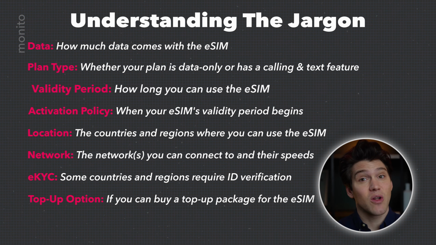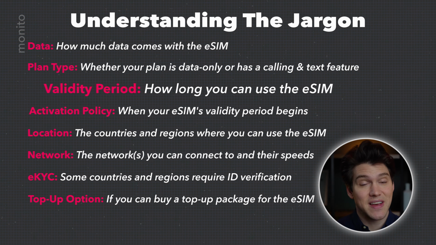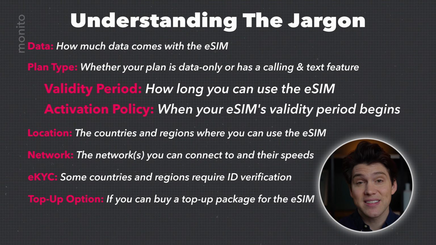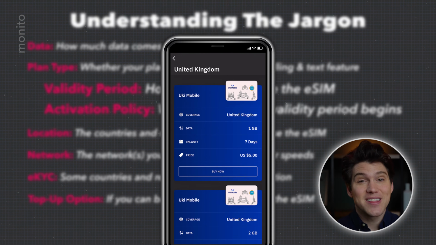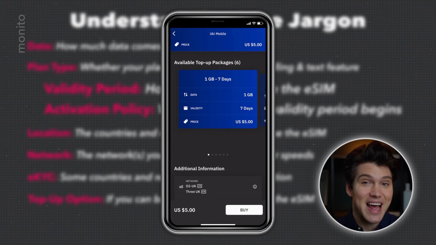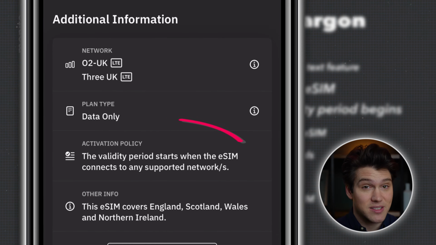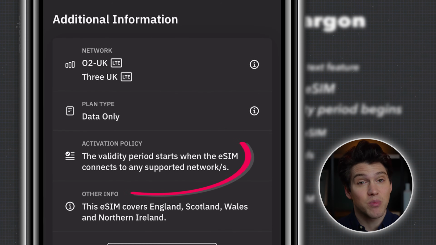Validity period is how long you can use the eSIM once activated. This term works hand in hand with another one you should pay attention to, and that's the activation policy. You can find this within additional information, and it's important to check because it will say whether your eSIM will be activated upon installation or when you connect to a supported network.